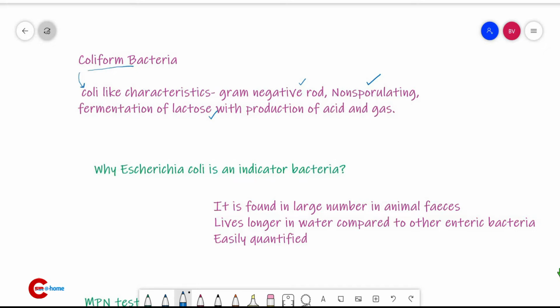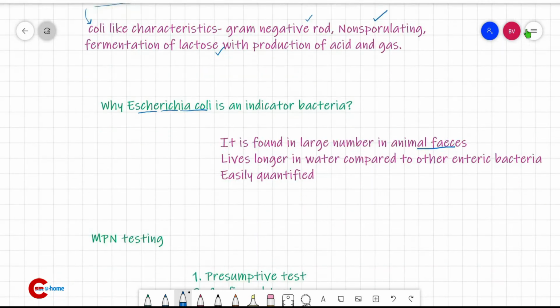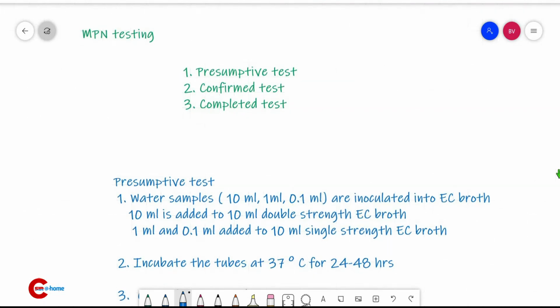Understood? Why is Escherichia coli considered an indicator bacterium? Because it is found in large numbers in animal fecal matter. Then it lives longer in water compared to other enteric bacteria. Then it is easily quantified. So that's why E. coli is considered an indicator bacterium.